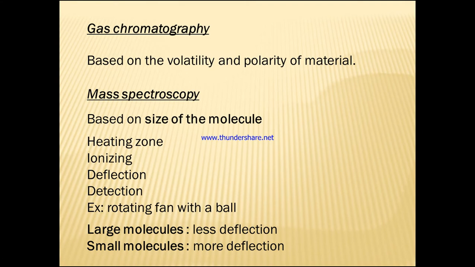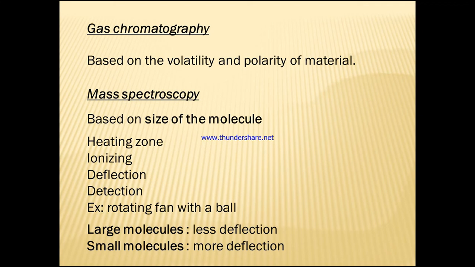So rotating fan with a ball here. That is what we are having, rotating fan with a ball. When we have a rotation of this fan with respect to a ball, what happens here is the larger molecules will have less deflection, whereas smaller molecules will have more deflection. When the fan rotates faster here, the smaller balls will have more deflection, whereas the larger balls will have less deflection here. That is what we are having with respect to mass spectroscopy.